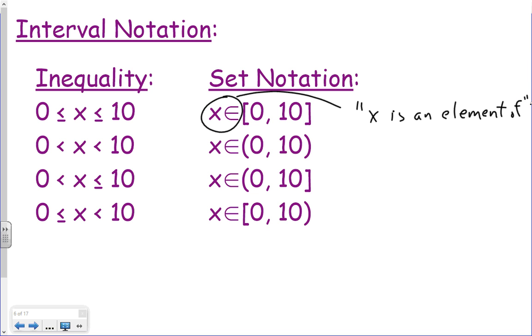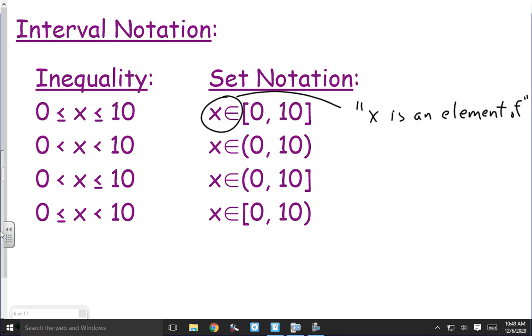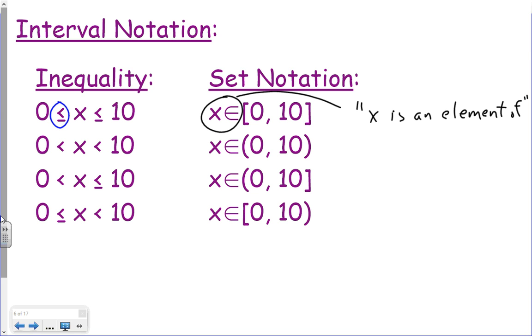X is an element of the set from 0 to 10. The key there is that square brackets are used when you're including endpoints. So you can see here that I've got x is less than or equal to. I'm including the endpoint there, so I've got a square bracket to indicate that. The same is true here on the right, where I've got x is less than or equal to positive 10, and so I'm using a square bracket there.